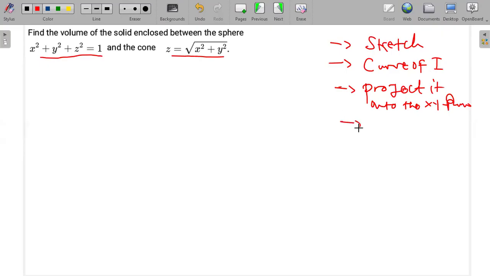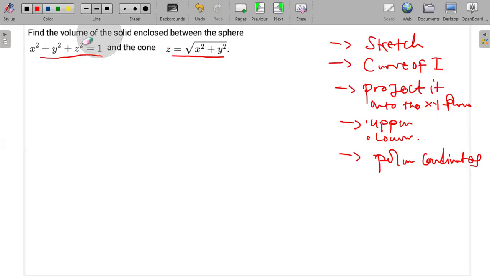And then we are going to identify which of these two surfaces will be my upper surface, and which one of the two will be my lower surface. Once we do that, we're going to use this projected surface onto the XY plane to convert our limits into polar coordinates. Once we convert into polar coordinates, we'll easily evaluate this integral. So that's how we are going to move in trying to solve this question. All right, so let's start with the sketch.